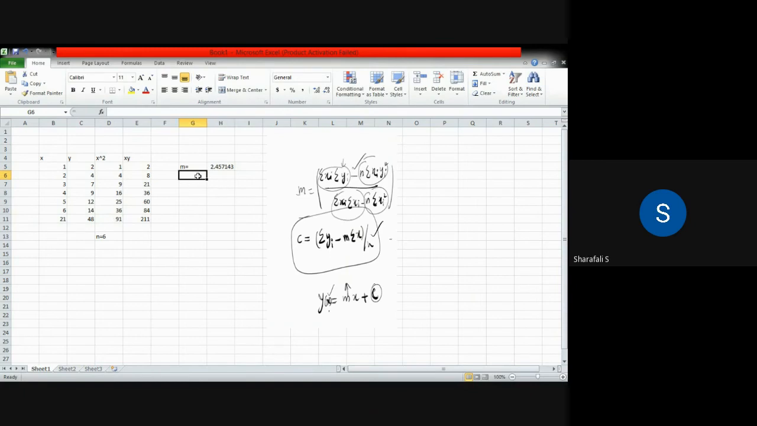Now, if you know m, you can find c by using this equation. You can see here, it is equal to sigma yi, which is this column, minus m into sigma xi. M is this cell, and sigma xi is this column.